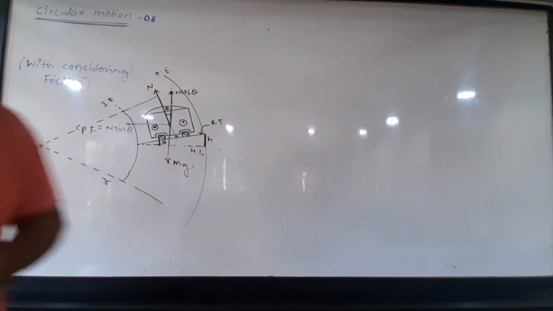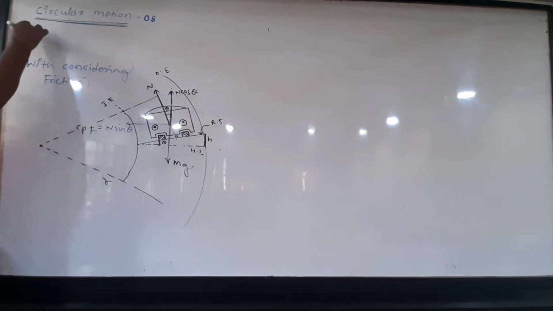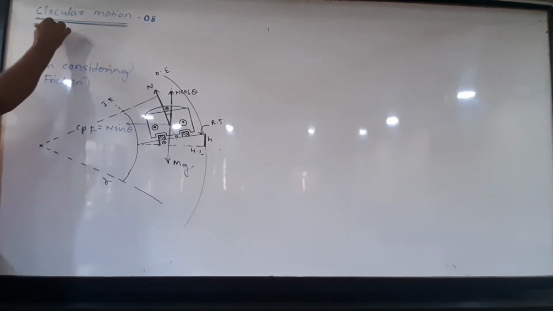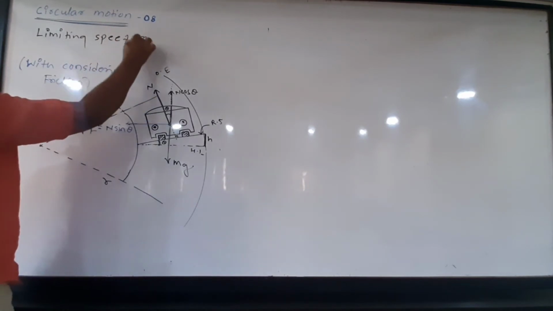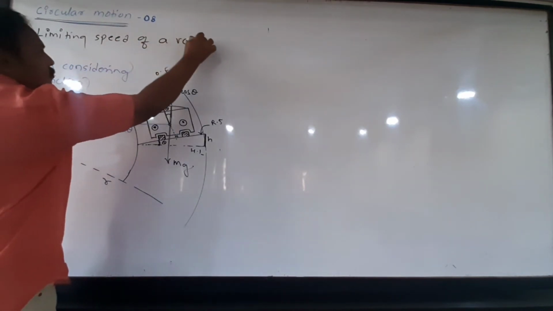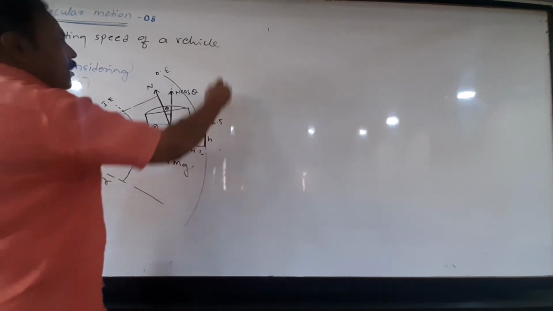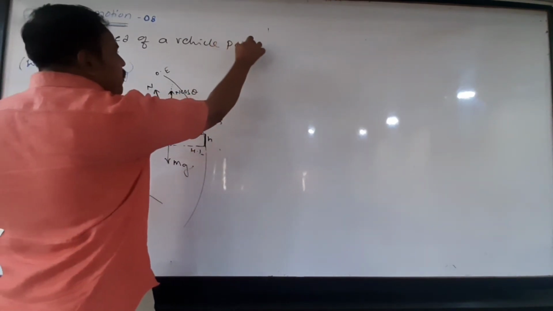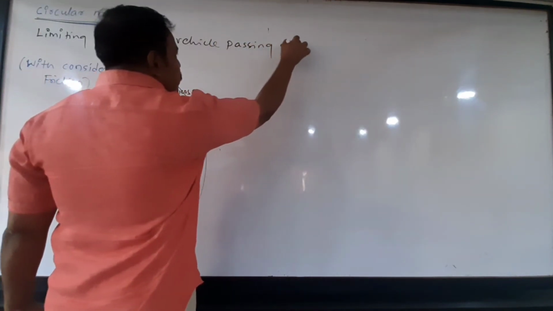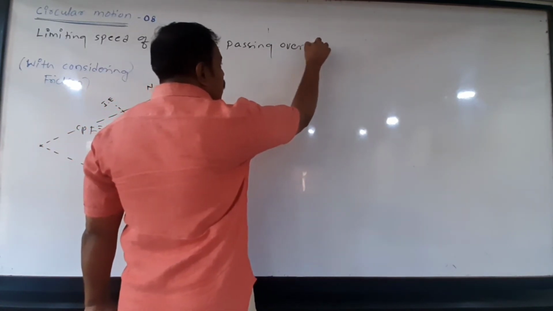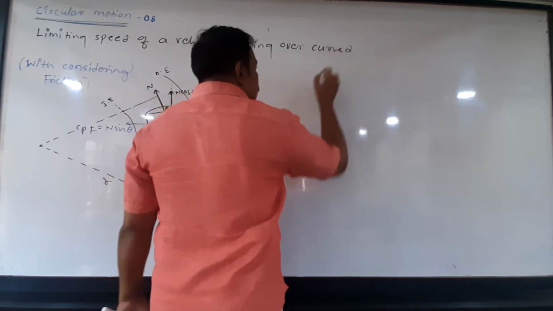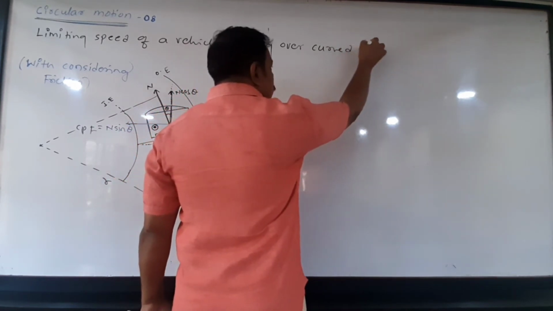Now, in today's lecture, we have to study the limiting speed of a vehicle passing over a curved banked road.